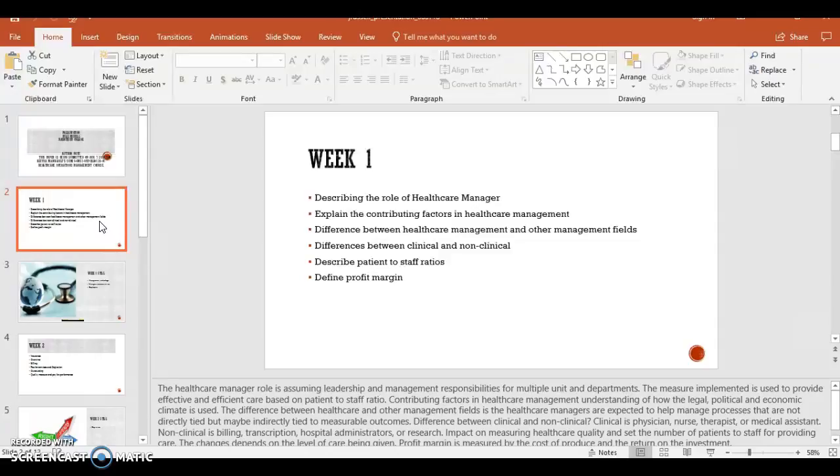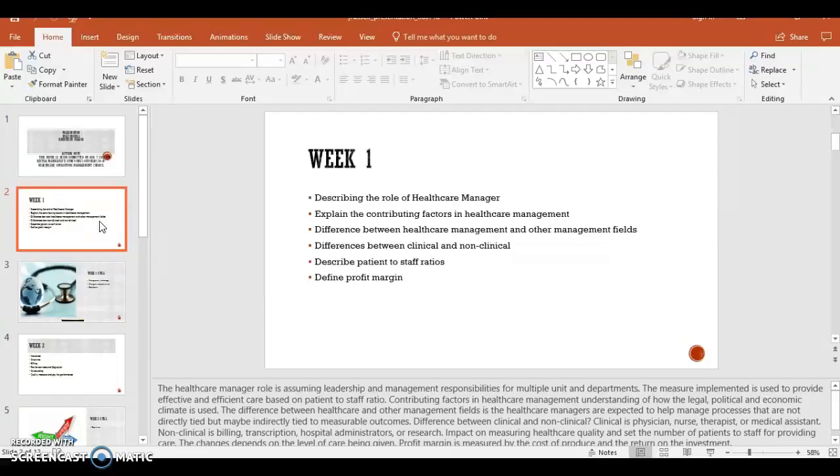The healthcare manager's role is assuming leadership and management responsibility for multiple units and departments. The measured implement is used to provide effective care based on patients to staff ratio. Contributing factors in healthcare management: understanding of how the legal, political, and economical climate is used.